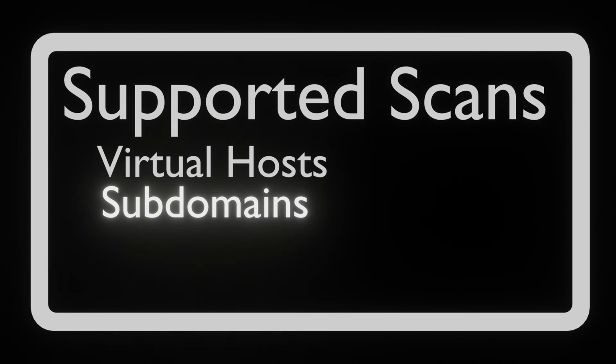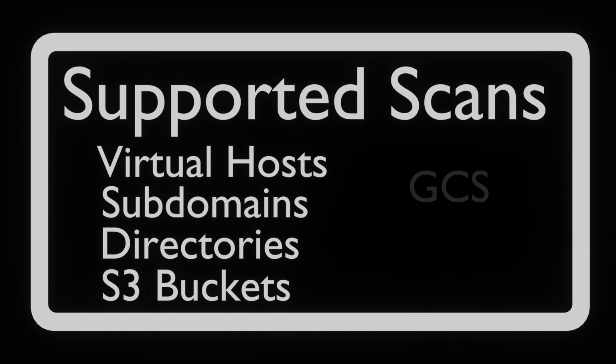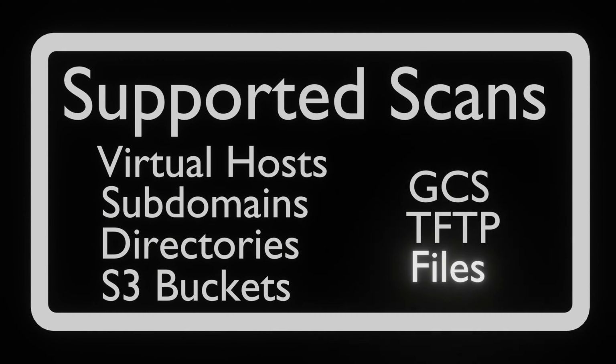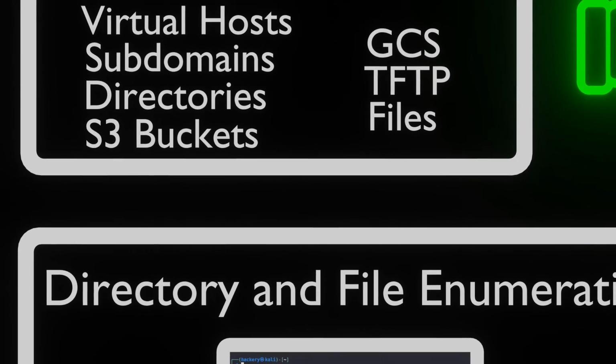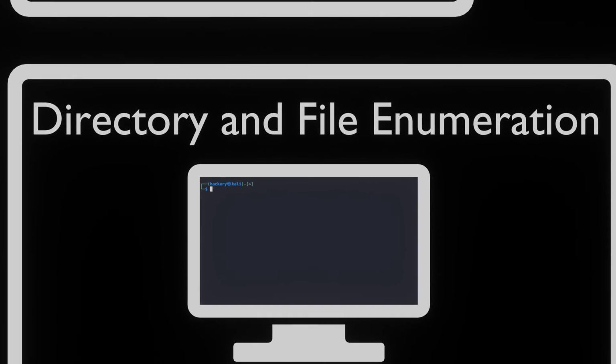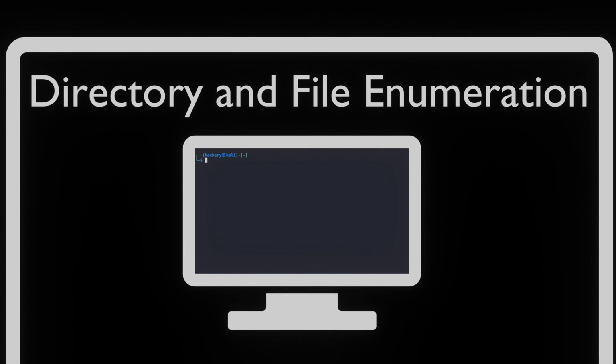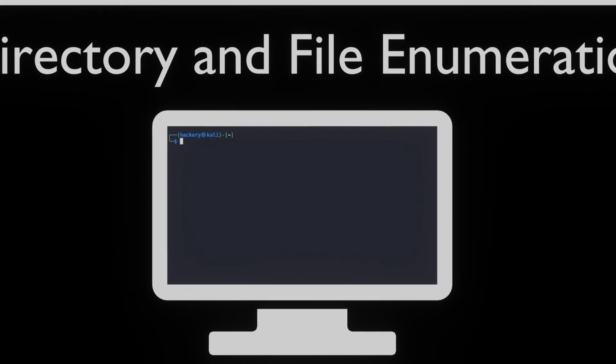Gobuster is able to perform several types of scans. We can use it to find virtual hosts, subdomains, directories, S3 buckets, Google Cloud Storage, TFTP and files. To define the scan type that we want, we use one of the flags associated with it. Let's look at the most common use for Gobuster, uncovering directories and files on your own web services.